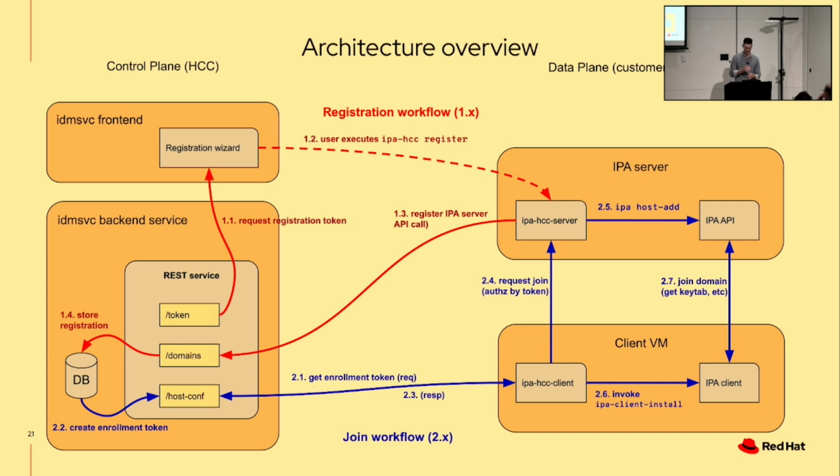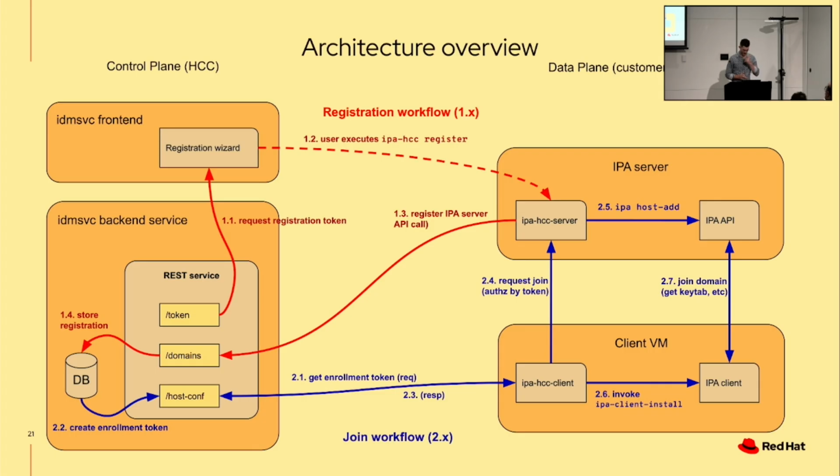Architecture. Okay, so in this diagram, feel free to study this in more detail later. The link to the slides will be at the end of the talk. On the left-hand side is all the stuff running in Hybrid Cloud Console, the service side. The right-hand side is the customer's stuff, so the IPA server and the VMs that they're bringing up. The registration workflow is in red, the join workflow is in blue.